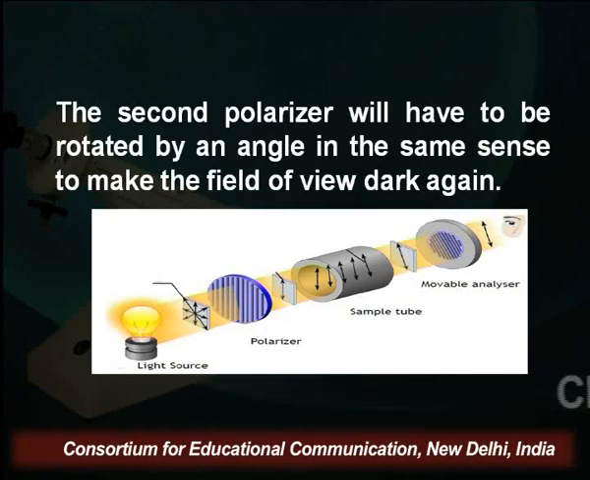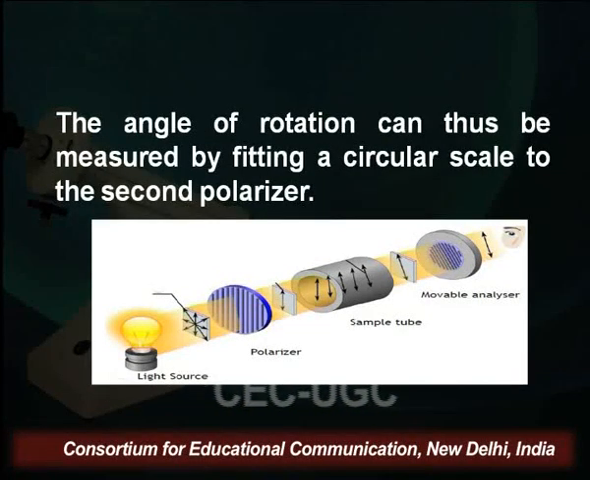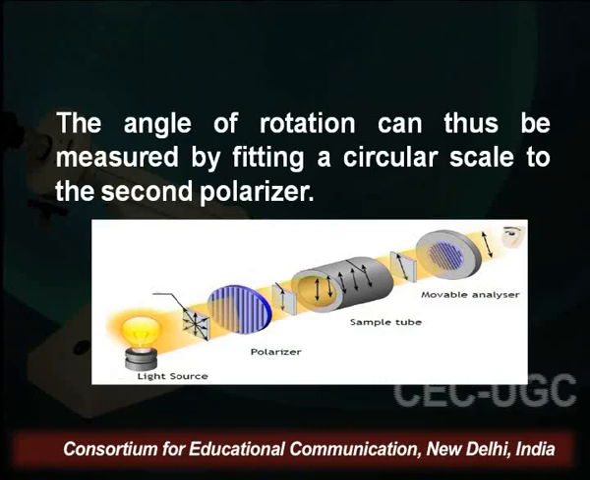So this is the schematic diagram where we have the light source, polarizer, the tube where we put the solution, then we have an analyzer and then an eyepiece. The analyzer will analyze the polarized light which emerges from the solution. Now the angle of rotation can thus be measured by fitting a circular scale to the second polarizer. So for adjustment we can take it.